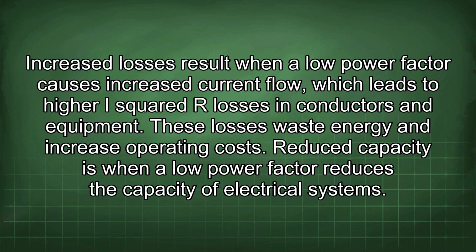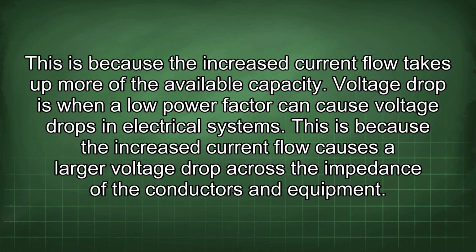Reduced capacity is when a low power factor reduces the capacity of electrical systems. This is because the increased current flow takes up more of the available capacity. Voltage drop is when a low power factor can cause voltage drops in electrical systems. This is because the increased current flow causes a larger voltage drop across the impedance of the conductors and equipment.